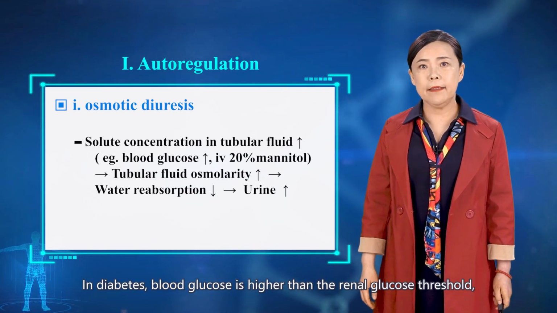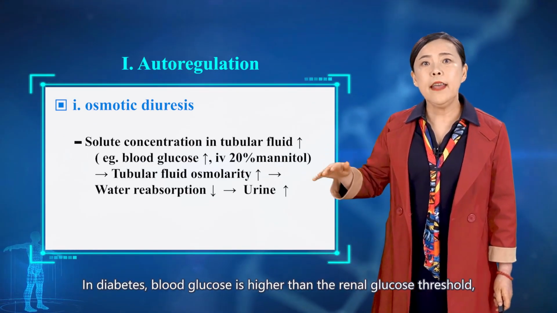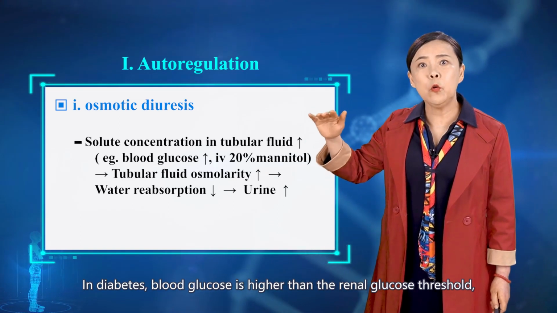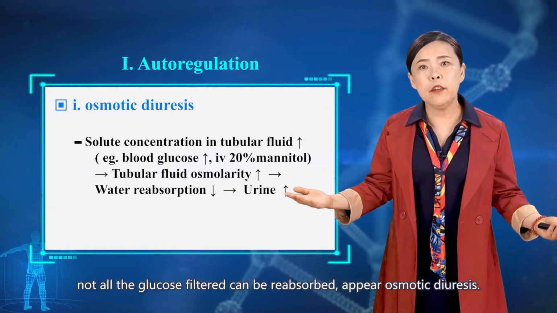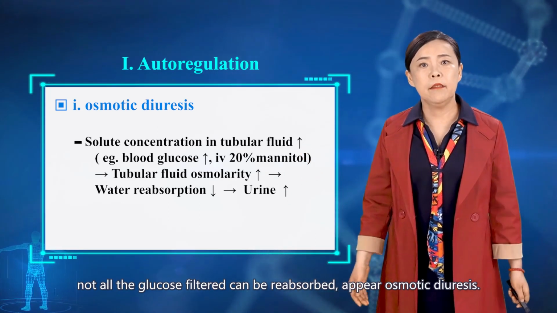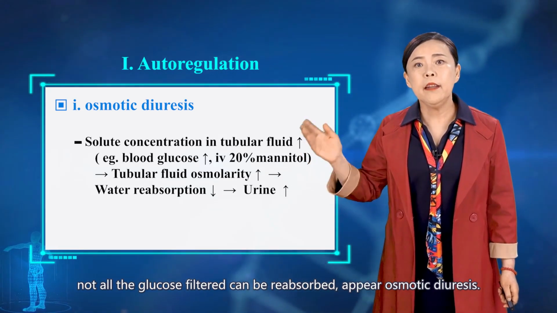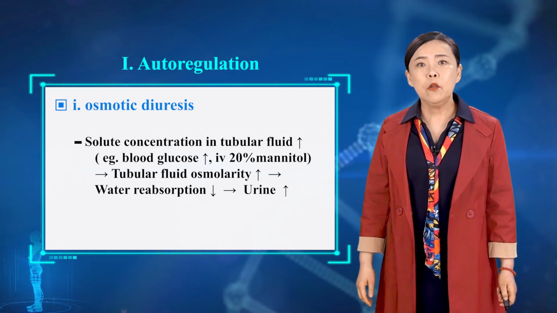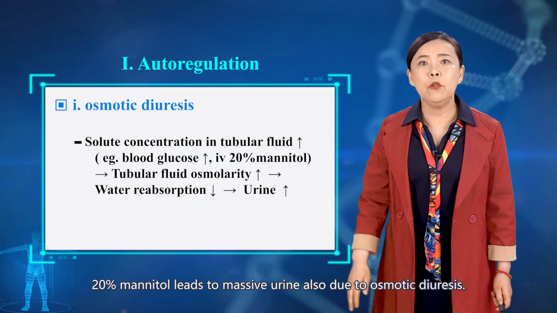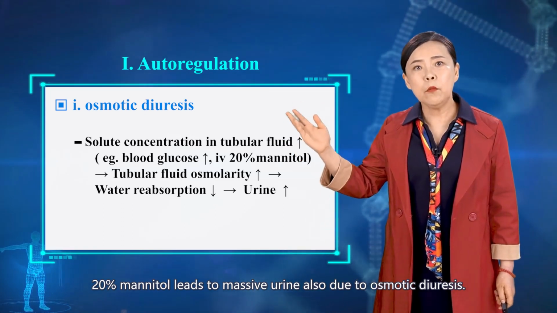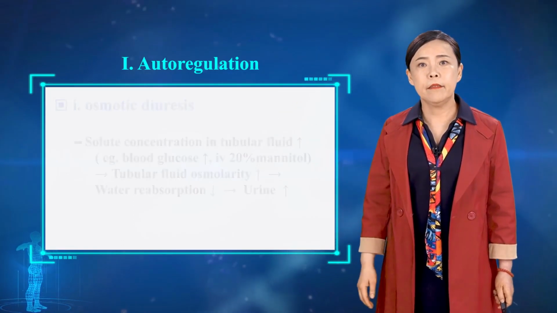In diabetes, blood glucose is higher than the renal glucose threshold. Not all the filtered glucose can be reabsorbed, so osmotic diuresis appears. 20% mannitol also leads to massive urine, also due to osmotic diuresis.